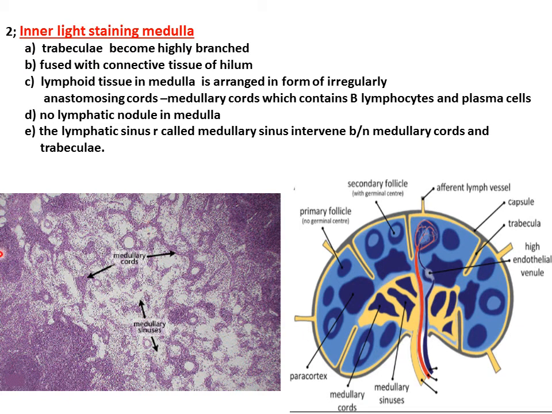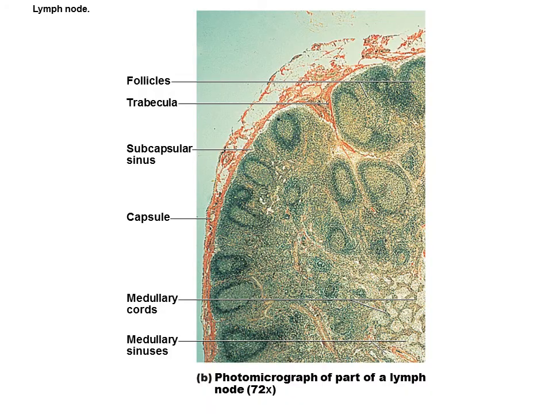In another picture, you can see here the medullary cord, and the medullary sinus is here. And this is another good picture of the lymph node. This is the capsule, and the extension of the capsule inward is the trabeculae. You can see here the primary and the secondary lymph nodules, the medullary cord, and the medullary sinuses here also.